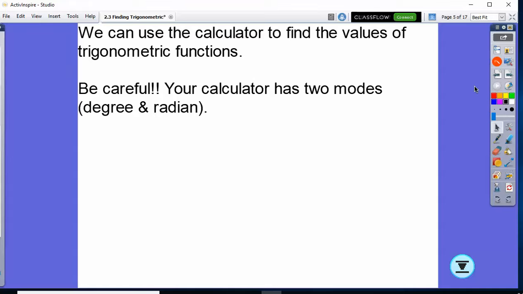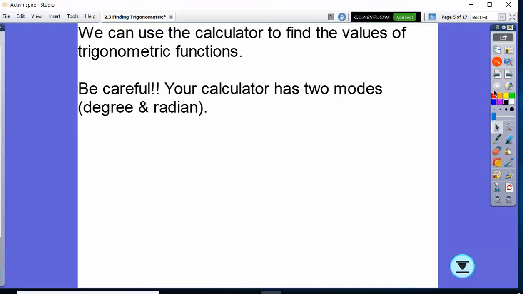And then you can get out of there if you just hit second and that mode button again, it will take you out. So everyone make sure you're in degree mode. And your calculators on the Chromebook even say across the top, it has like normal, float, auto, real, degree. So you can just look there and make sure it says degree. Does everybody see that? Okay.